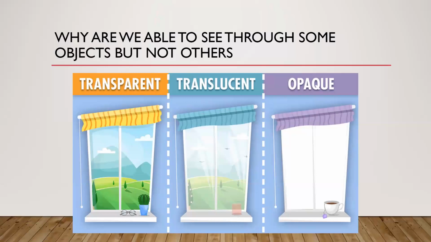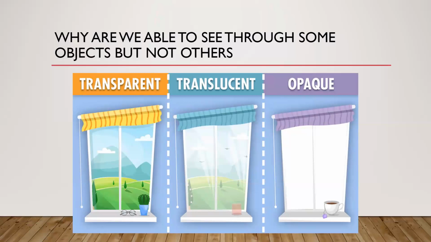The second material, we cannot see through this object clearly because it is translucent. Translucent objects only allow some light to pass through them. One example is frosty glass. Therefore, we can only see a bit of what's on the other side.